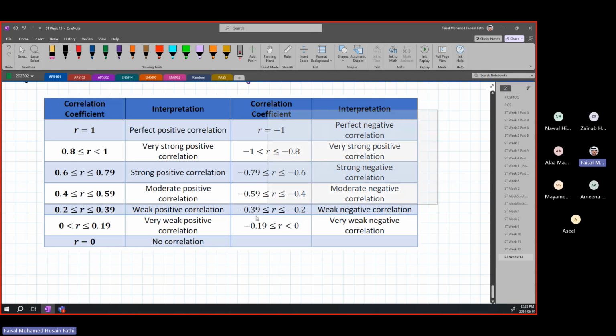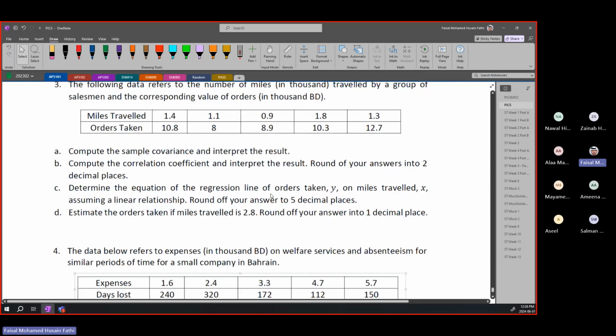It's the same thing for the negative values, but you put the negative sign in front. So if it's between negative 1 and negative 0.8, it's very strong, and so on and so forth. This is how you would understand if the relationship is a strong one or not, from these values. Let's look at some questions.